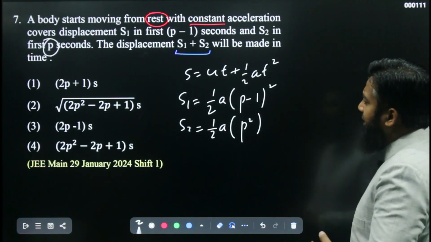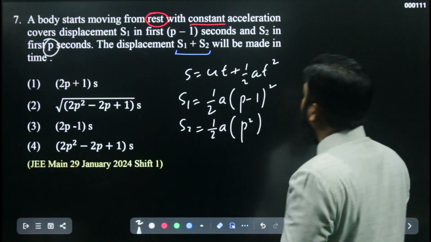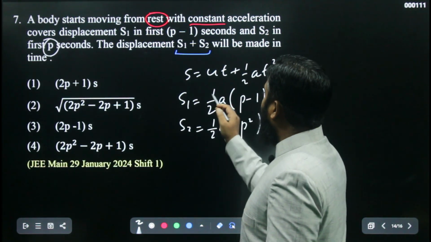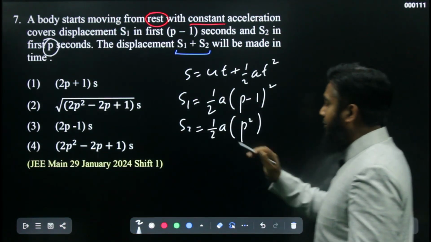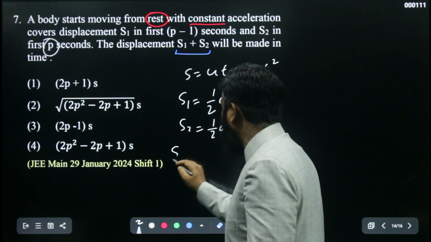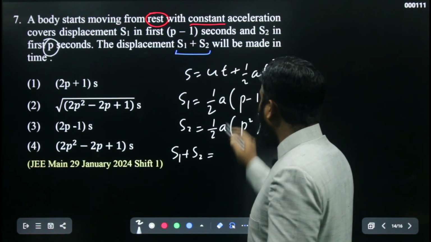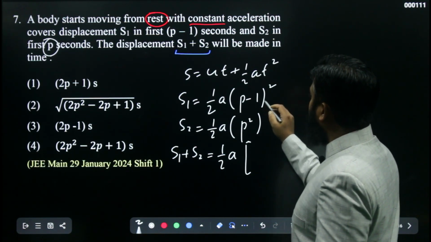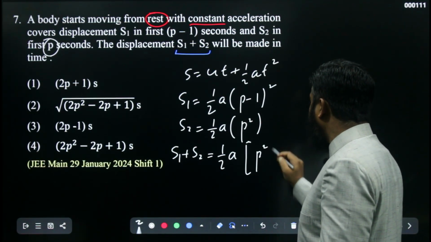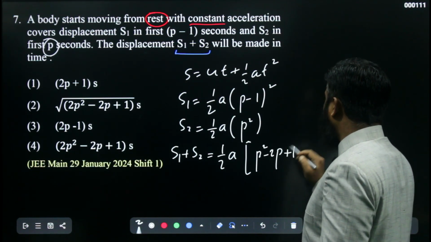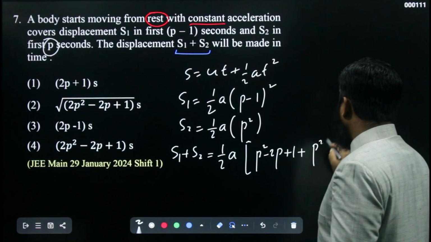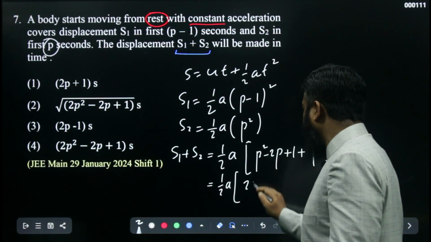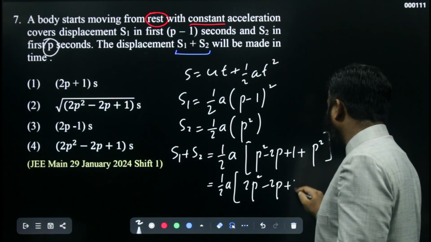So this could be very simple if you observe it carefully, in a focused manner. Let us add these two equations. On the left hand side it would be simply s1 plus s2, and we can take half a as common. Then what is left in the bracket for us? We can expand this p minus 1 whole square as p square minus 2p plus 1, and then this p square, so half a, and in the bracket we have 2p square minus 2p plus 1.